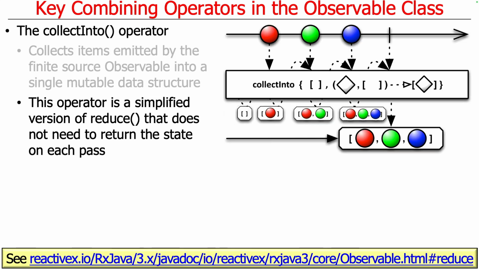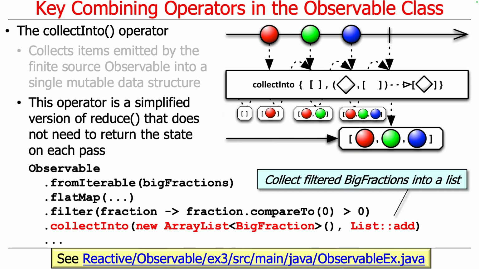This operator is a simplified version of reduce that doesn't need to return the state on each pass. It just collects things into that mutable data structure passed as the first parameter. Here's a simple example of what we might do. We might take a big fractions list, turn it into an observable, flatMap it to do something to it. Then we're going to filter things that have values greater than 0. And then we're going to collect the results, the non-zero results, into an array list of big fractions. And we're going to add the results together. So we're going to end up basically appending them together to create a new array list or a new list.